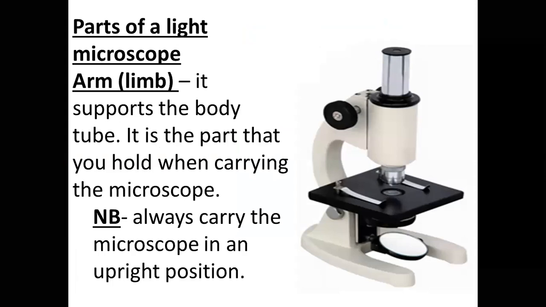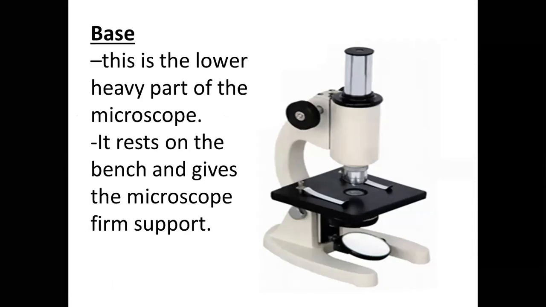I may not go through details right now. This is more theory and it may take a lot of our time. So limb, arm, to support the body tube. Next, base, the lower heavy part of the microscope. It rests on the bench and gives the microscope firm support.